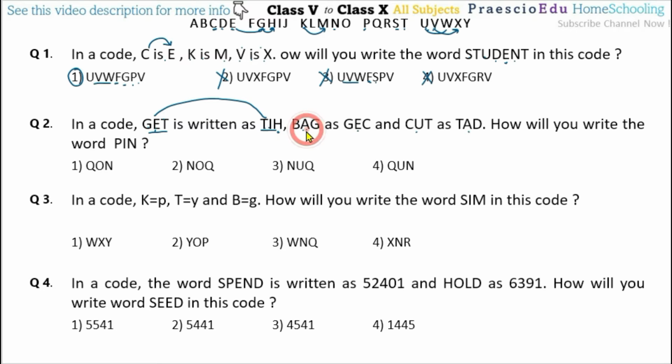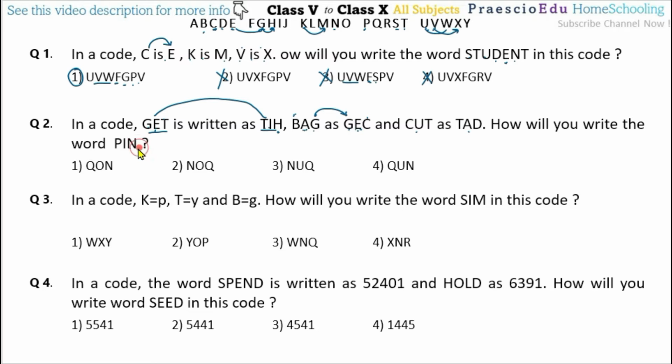Now A, after the A the next vowel is the E. So BAG is written as GEC. Now in this one the G, which is at the last, goes to the starting position, and from the B the next alphabet is C. So at the end C is there. Okay, like this.